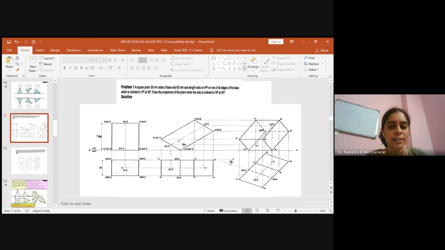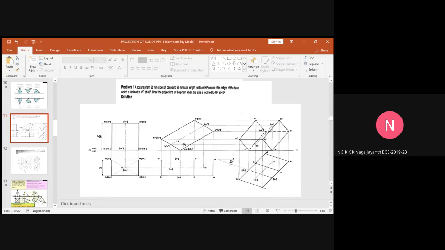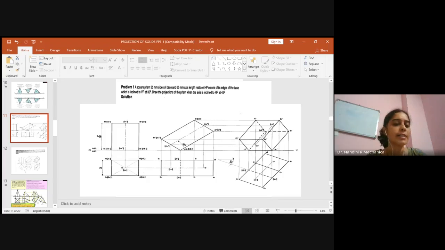And after your internals, kindly see that you install the Solid Edge software. You know how to use the tools. You have done it on lines. We have to do it on planes and solids. I can show you one problem on planes and solids as well.